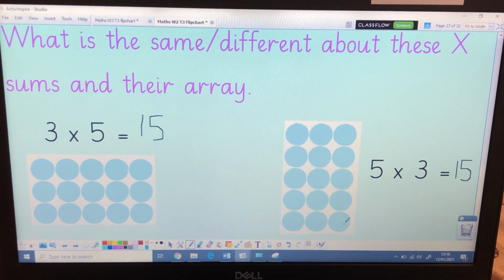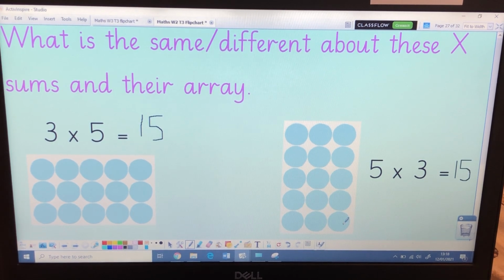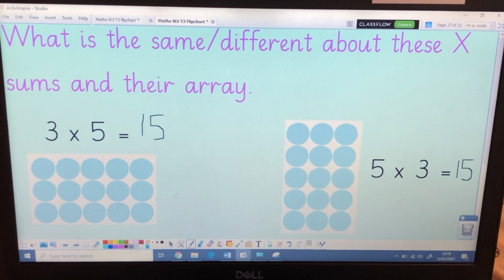So I've got 3 here, 3 here, 3 here, 3 here and 3 here. So they're drawn in different ways, aren't they? But I wonder what's the same. I know that they both give us the same answer, even though they're drawn differently, they're still giving us the same answer.